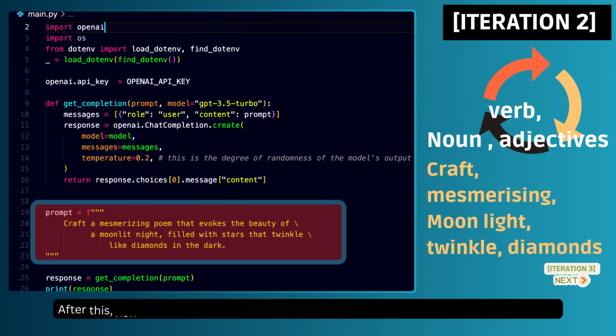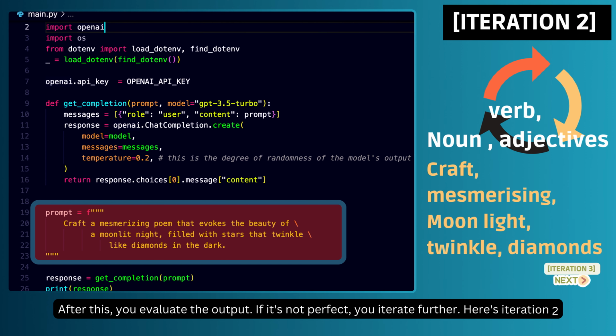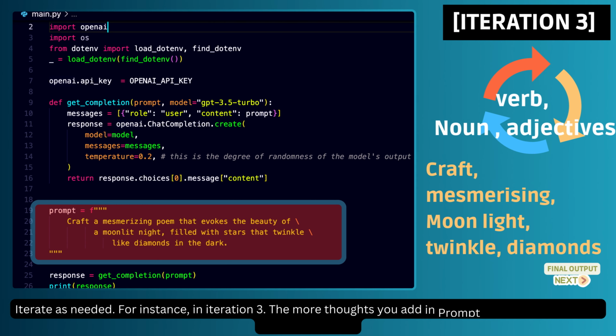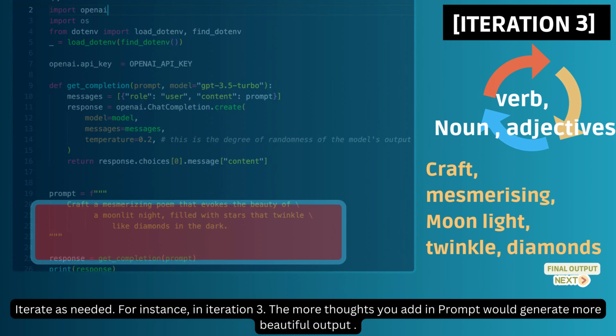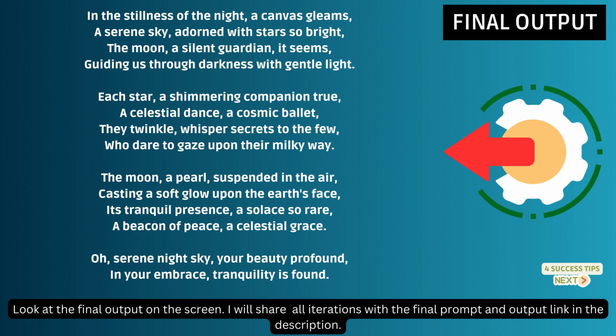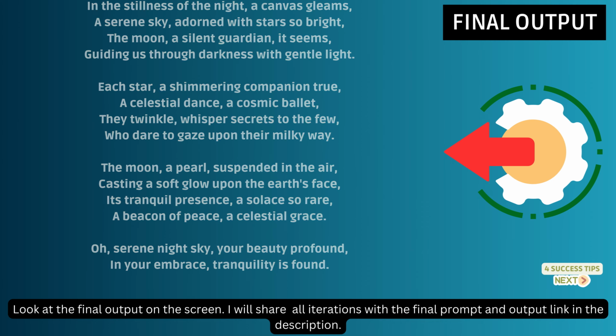After this, you evaluate the output. If it's not perfect, you iterate further. Here's iteration 2 on the screen. Iterate as needed. For instance, in iteration 3, the more thoughts you add in the prompt, the more beautiful the output generated. Look at the final output on the screen. I will share all iterations with the final prompt and output link in the description.